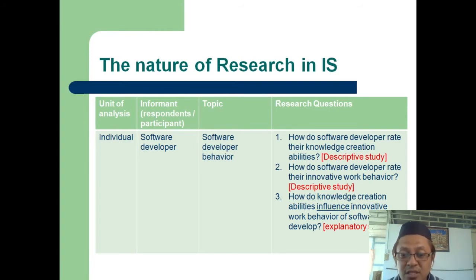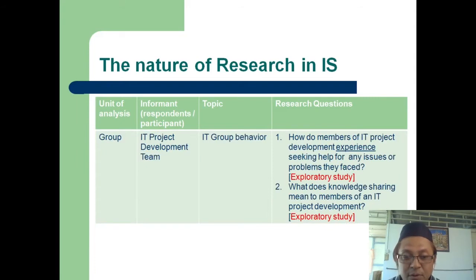And the third research question is focusing on relationship, which is actually an explanatory study. The specific research question is how do knowledge creation abilities influence innovative work behavior of software developers? There's a typo error.